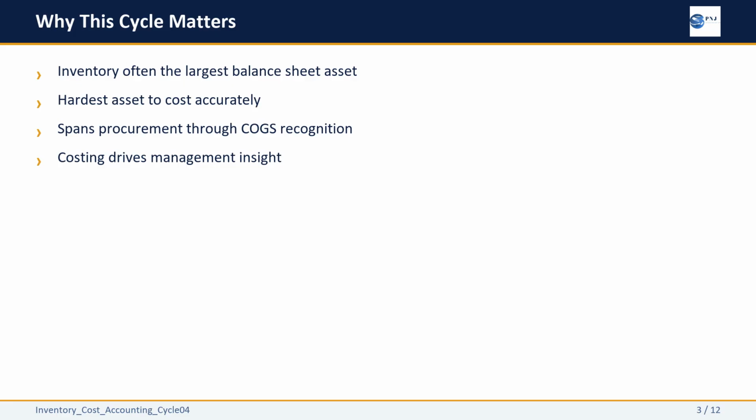Here's the key thing to understand before anything else. For a product or manufacturing company, inventory is often the single largest asset on the balance sheet, and it is also the hardest one to cost accurately. This cycle follows the full inventory life cycle, from the moment you place a purchase order all the way to recognizing cost of goods sold. Along the way, it goes deep on cost accounting, how costs are accumulated, allocated, and measured, and how different costing systems produce different insights for management. Get this wrong and your profit number is wrong. That's why we treat the whole journey as one connected cycle.